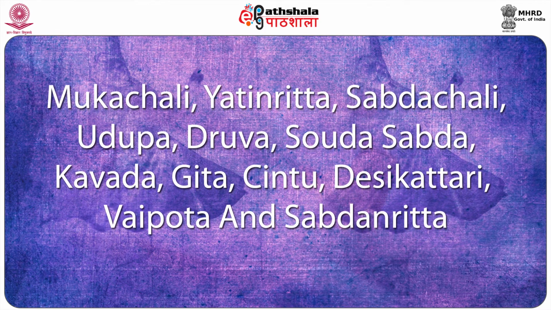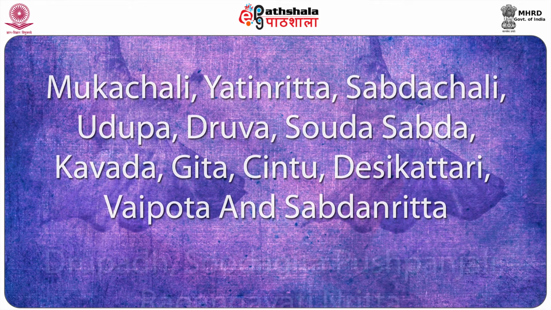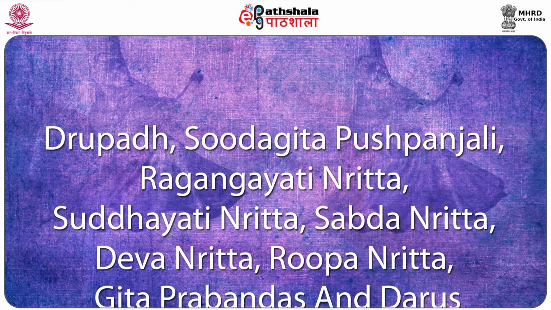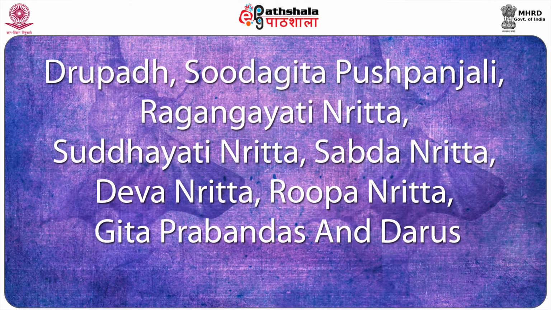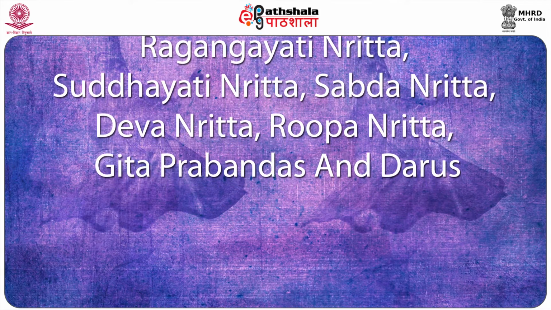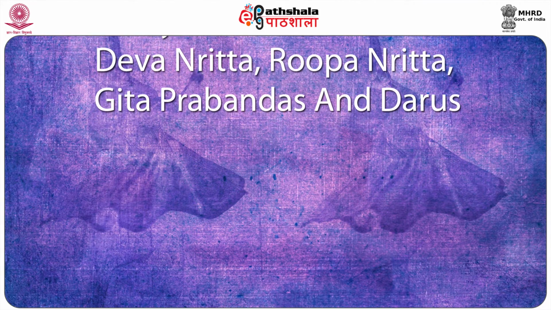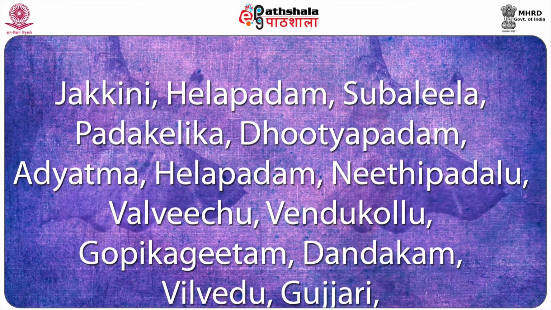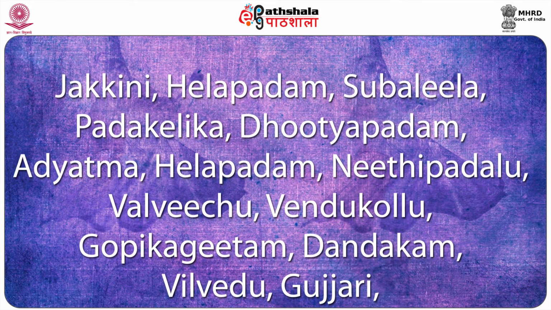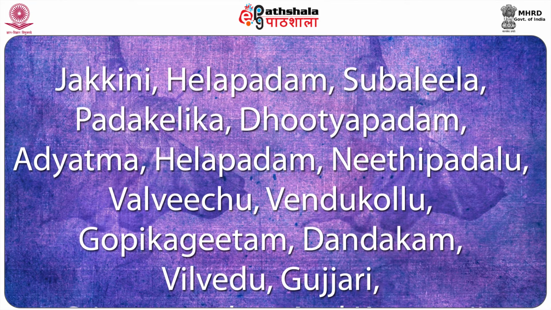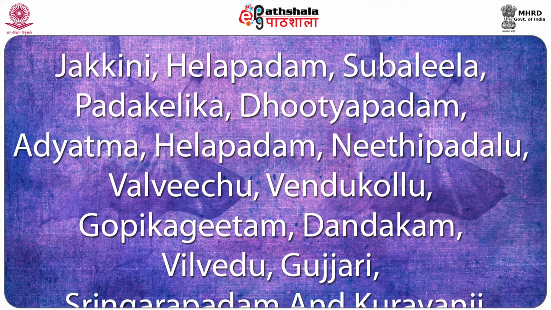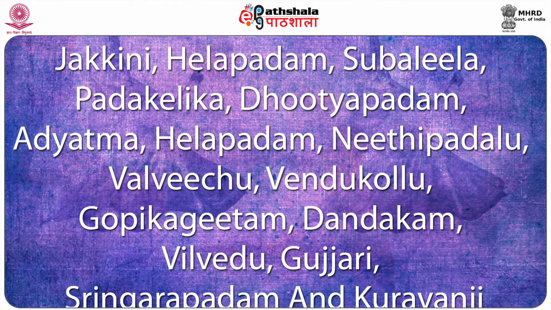The text Sangeeta Muktavali by Devanacharya lists new items like Drupada, Shuddha Geeta Pushpanjali, Raganga Yati Nritta, Shuddha Yati Nritta, Shabda Nritya, Deva Nritta, Rupa Nritta, Geeta Prabandhas and Darus. During the Maratha period, these items were replaced by new items like Jakkini, Helapadam, Shubhalila, Padakelika, Dhutyapadam, Adhyatma, Niti Padalu, Velachu, Vandukollu, Gopika Geetam, Dandakam, Vilvedu, Gujjari, Sriranga Padam and a Kuravanji.